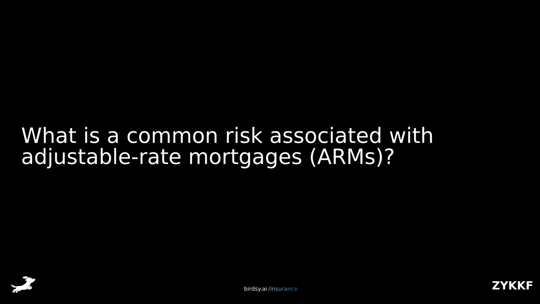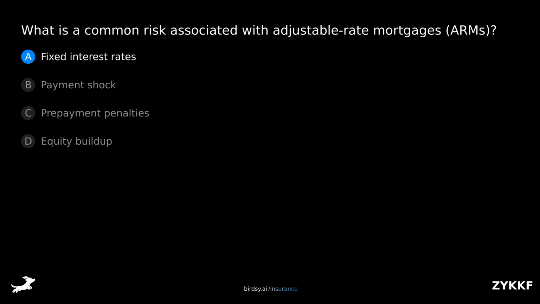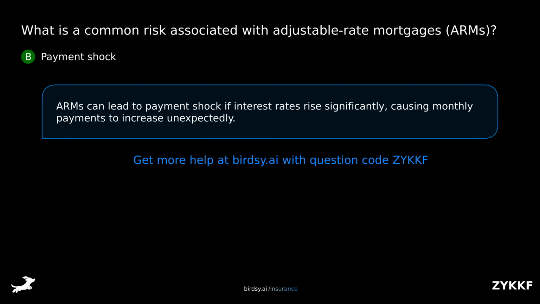What is a common risk associated with adjustable rate mortgages? Is it A, fixed interest rates? B, payment shock? C, prepayment penalties? Or D, equity buildup? The answer is B, payment shock. ARMs can lead to payment shock if interest rates rise significantly, causing monthly payments to increase unexpectedly.